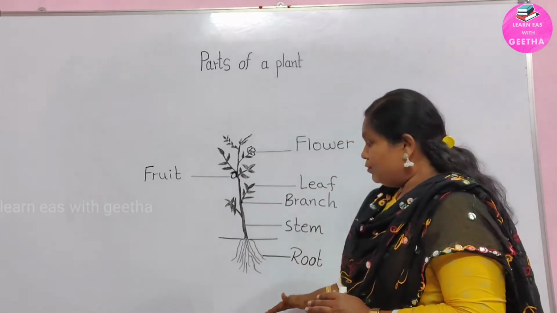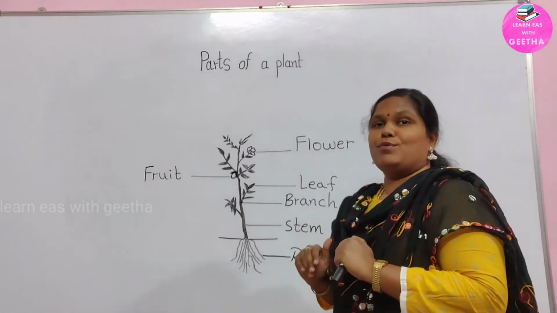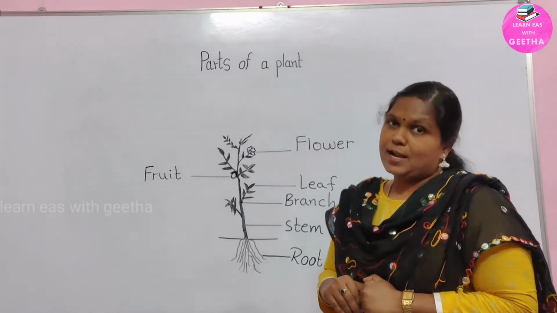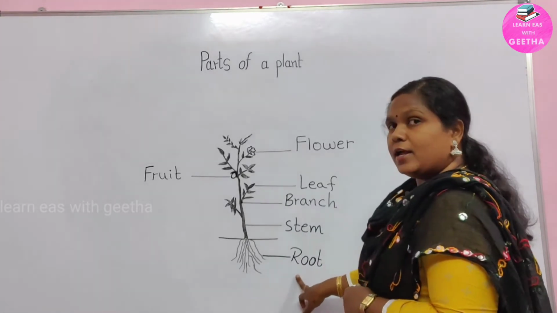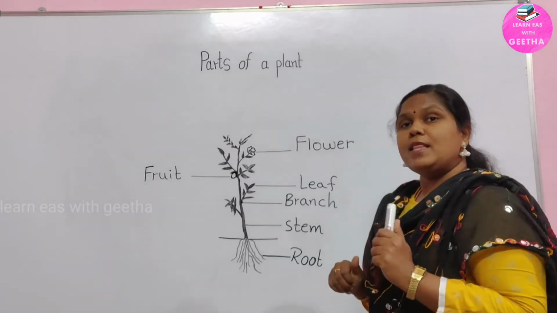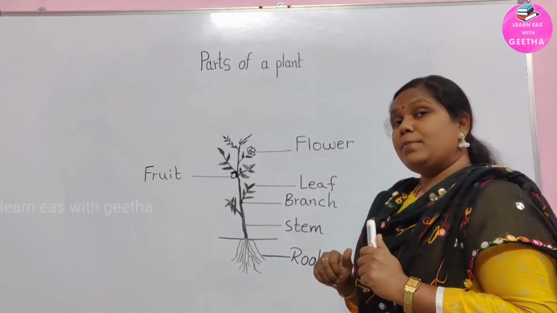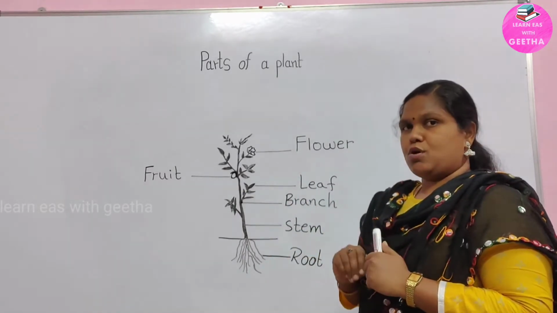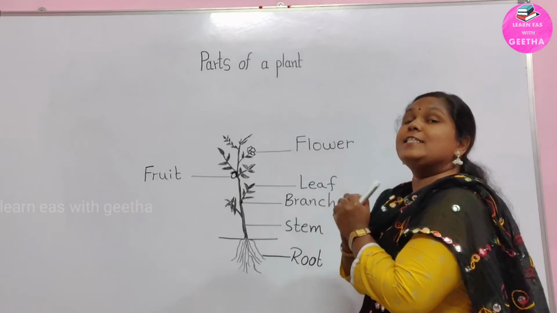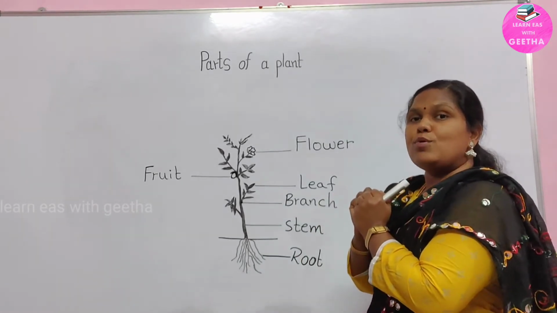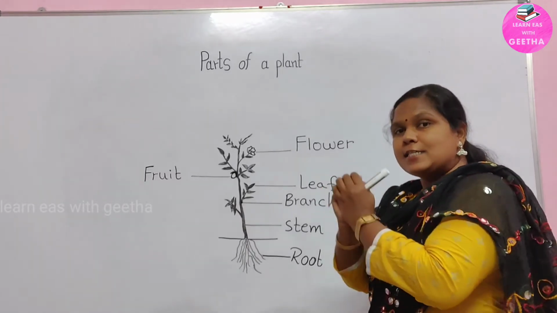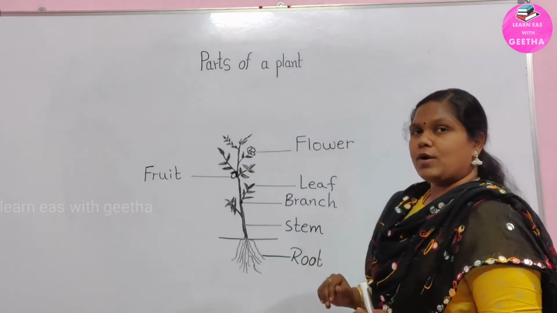Now we will come to know what they do. That is called the functions of the parts of a plant. This is the root. Where will the roots be? Yes, they will be inside the soil. What does the root do? The root holds the plant tightly in the soil.